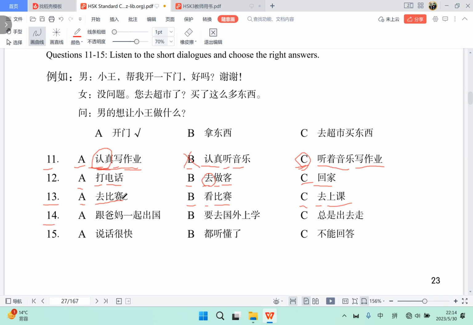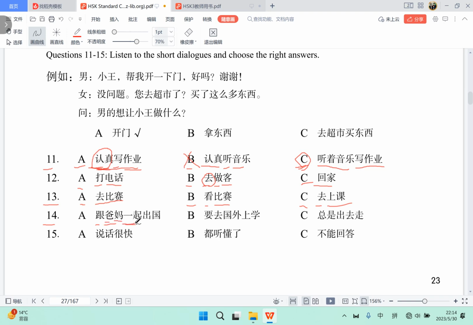第14题, number 14, 跟爸妈一起出国, so with 爸爸妈妈, so 爸妈 in short, so parents. This is a word that is informal, not that formal. Formally, we have the word 父母, that's parents, which is more formal.